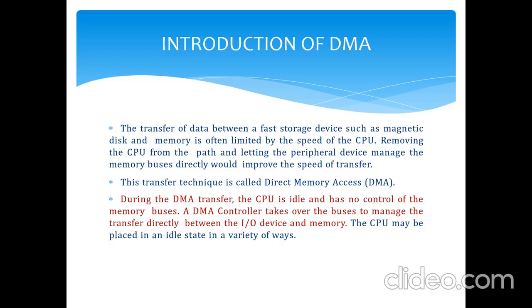With DMA, the CPU first initiates the transfer, then it does other operations while the transfer is in progress, and finally receives an interrupt from the DMA controller when the operation is done. Many hardware systems use DMA, including disk drive controllers, graphics cards, network cards, and sound cards. DMA is also used for intra-chip data transfer in some multi-core processors.